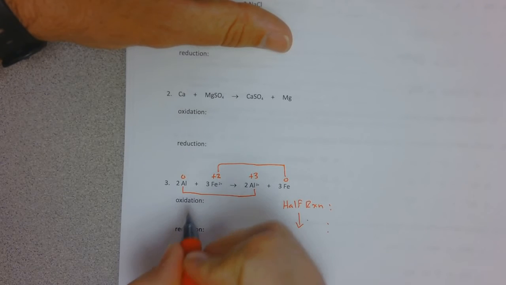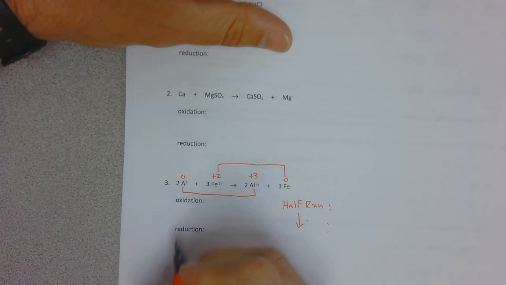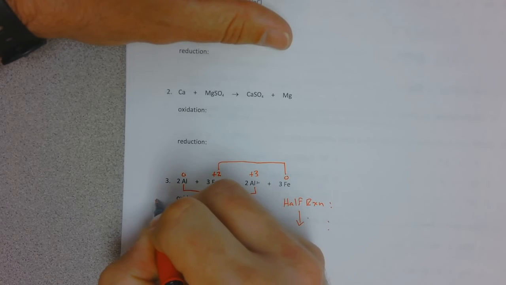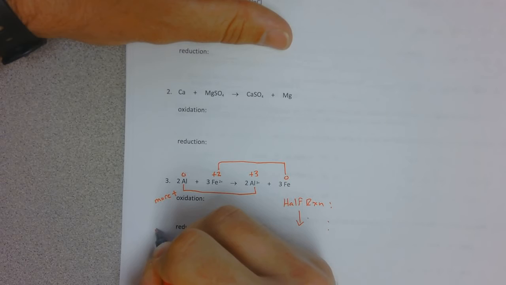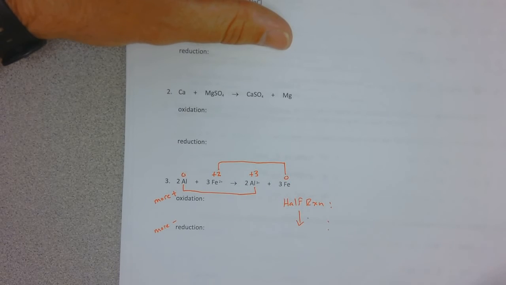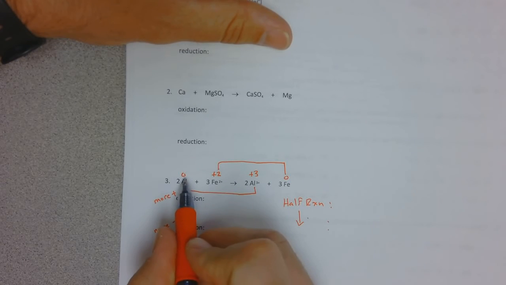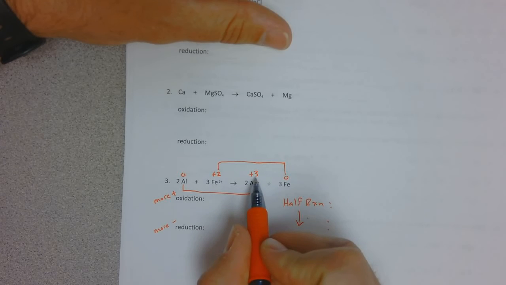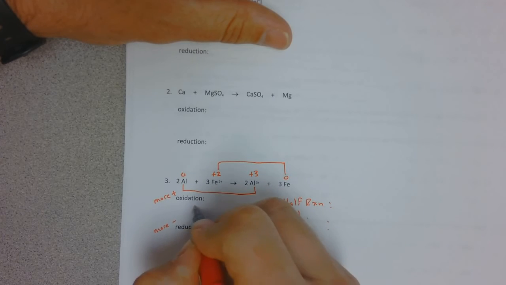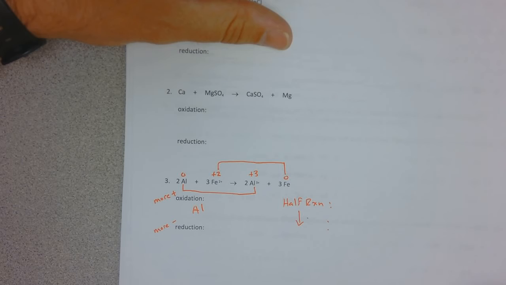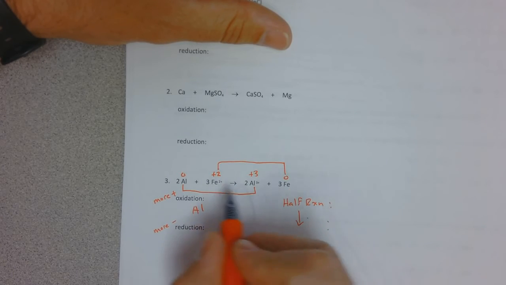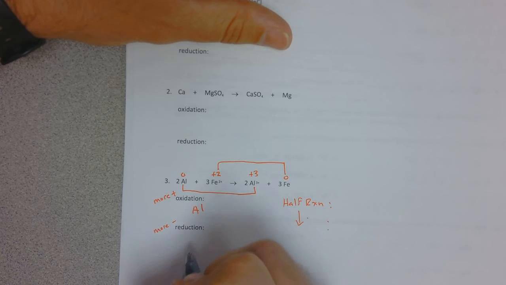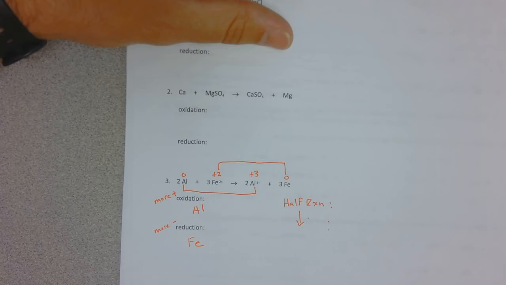I also have to remember that oxidation is an element that is becoming more positive. Reduction is an element that has become more negative. If I look at aluminum, 0 to +3, that's become more positive, so aluminum is the oxidation. And iron +2 to 0, well, that's a negative direction, so that's more negative, so iron is being reduced.